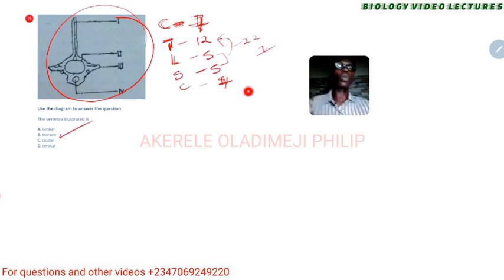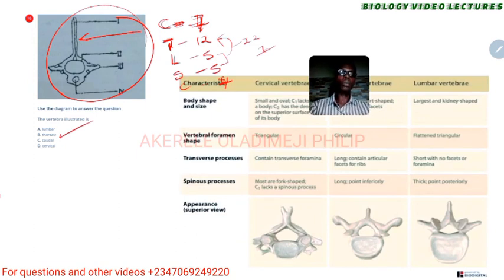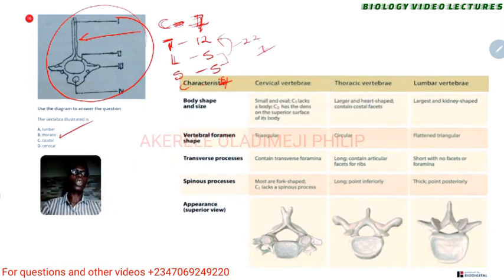You probably ask me, why do you say it's thoracic? Because of this thing called the neural spine. It's actually longer than the other ones. So let's look at a few things here. I'm going to advise you to quickly pause the video here to see some things.